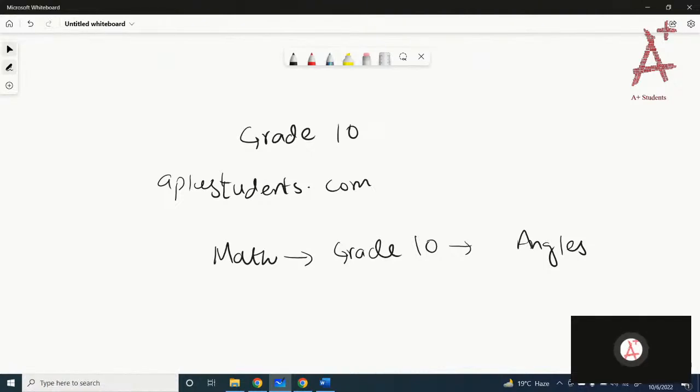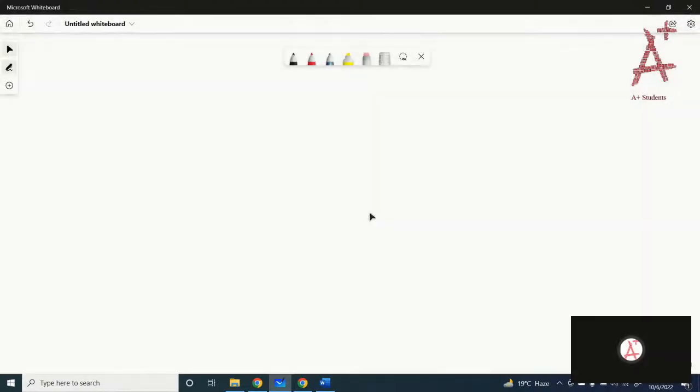So you can find all the topics on aplusstudents.com. You have to log in there using your email address and password. Then you have to select grade 10. We click on view all lessons and we are working on chapter 5, that is angles. Got it? So let me write down the topic name. We'll start then. The topic name is find measures of complementary, supplementary.